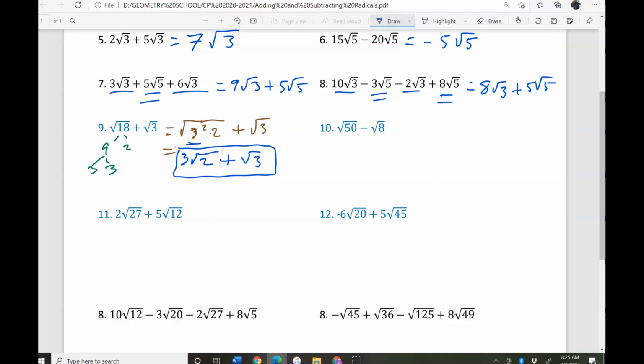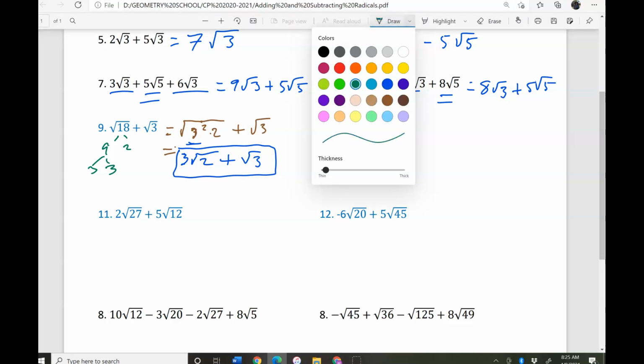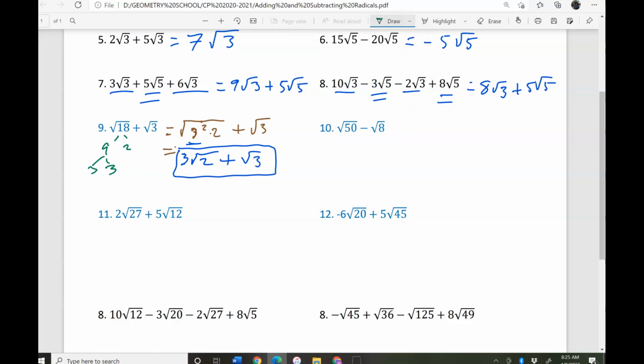Again, let's try again, ladies and gentlemen. So I can simplify the 50. So that's the same as 25 times 2. And that's 5 times 5. We can do the same thing with the 8. That's 2 times 4, which is 2 times 2.